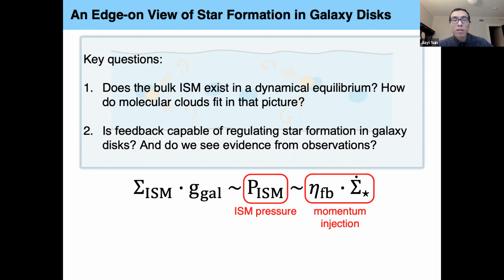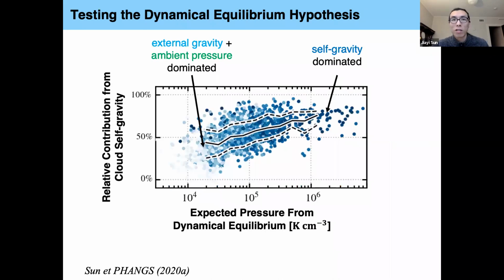And when we bin the sample in that way, we don't see any strong trend in terms of whether self-gravity is dominating or whether the external gravity is dominating. So the trend is just flat. So basically this plot, if we switch the x-axis into something like the molecular to atomic gas ratio, we will see a flat trend.